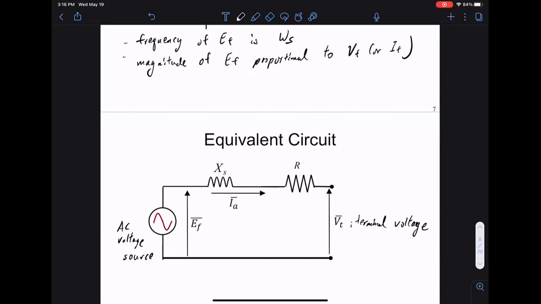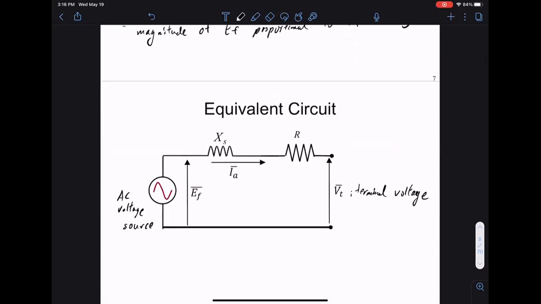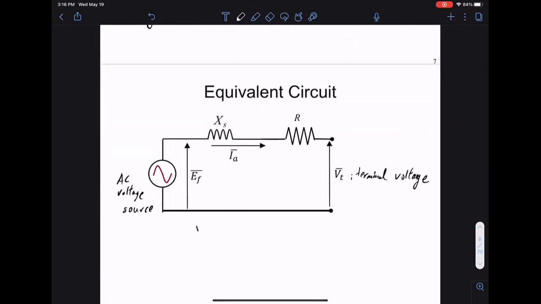So things like XS and R are internal to the machine. They're not really physical components, they're representations of something. When you look into the machine and you measure the voltage, you measure something that's VT. So if you look at this equivalent circuit, where does XS come from? Why is there some reactance if you look into the machine?